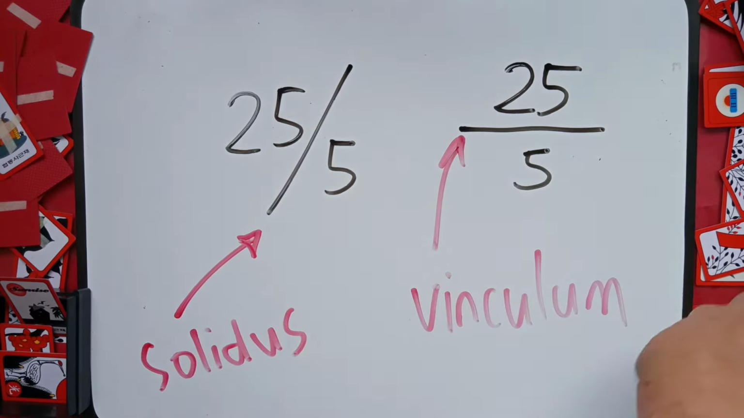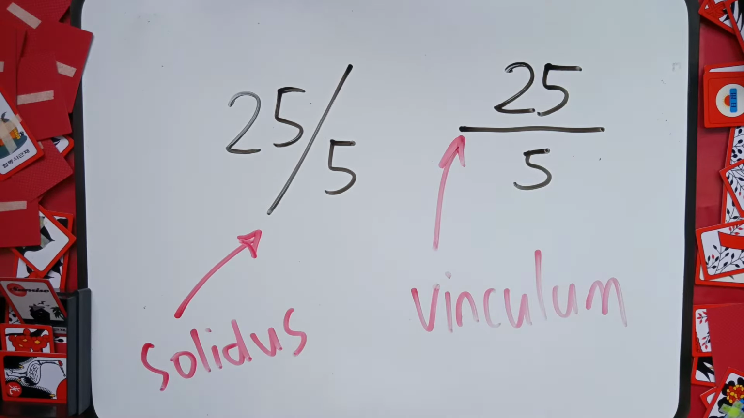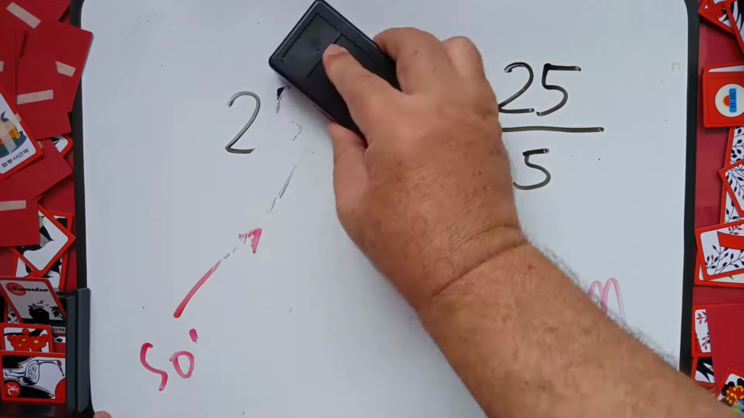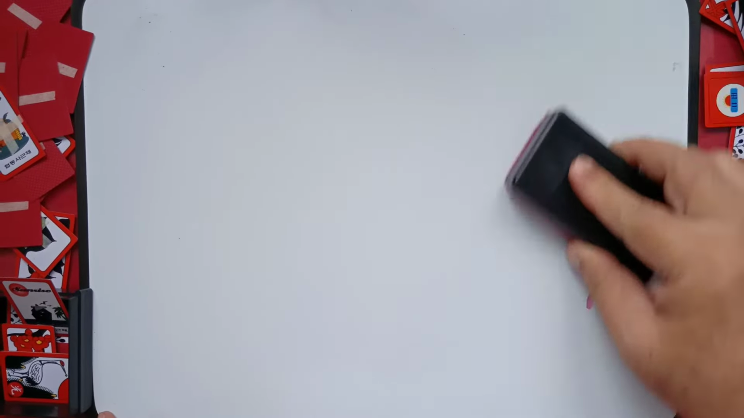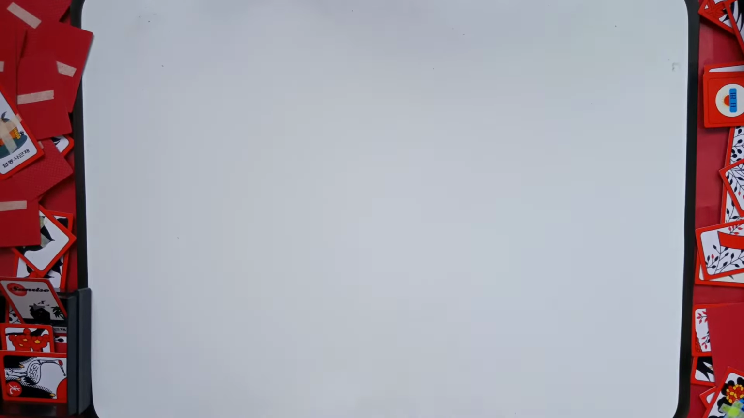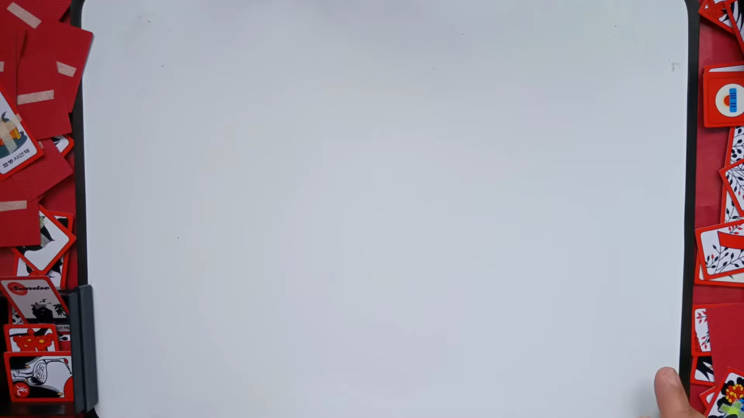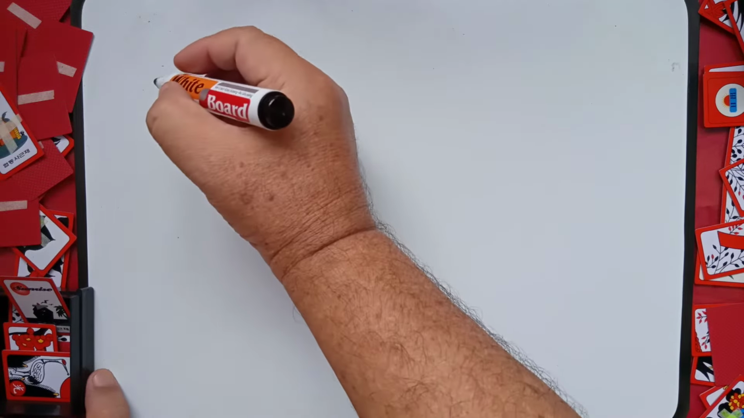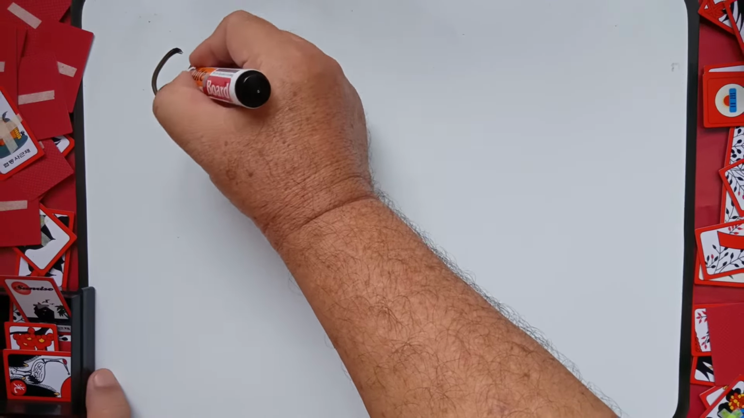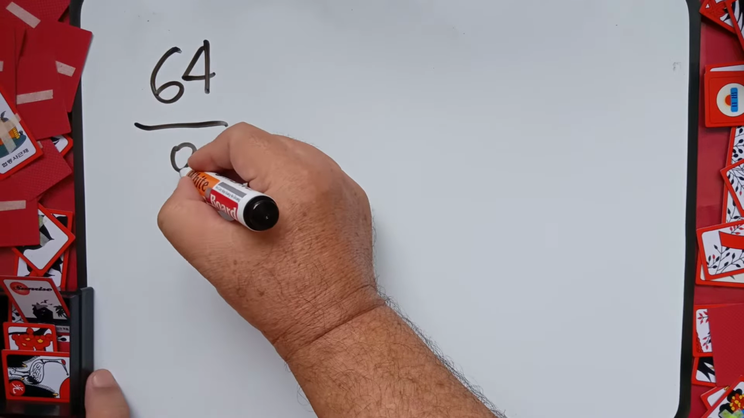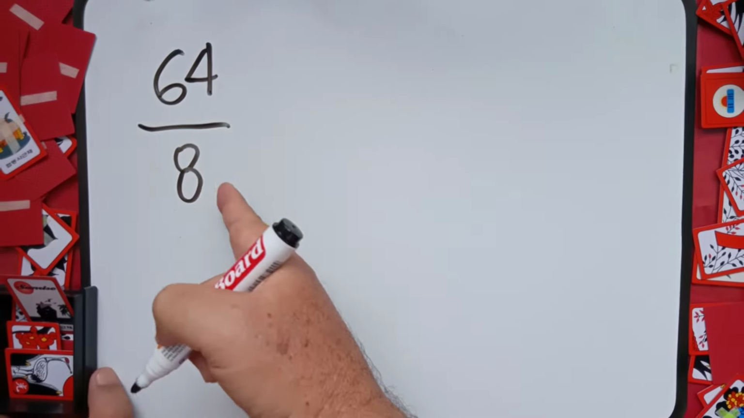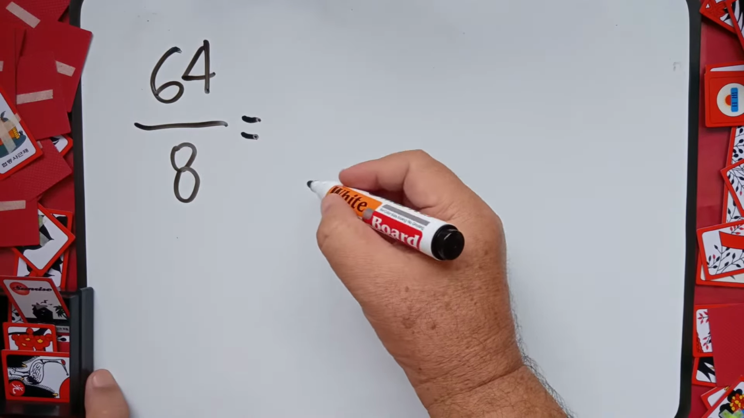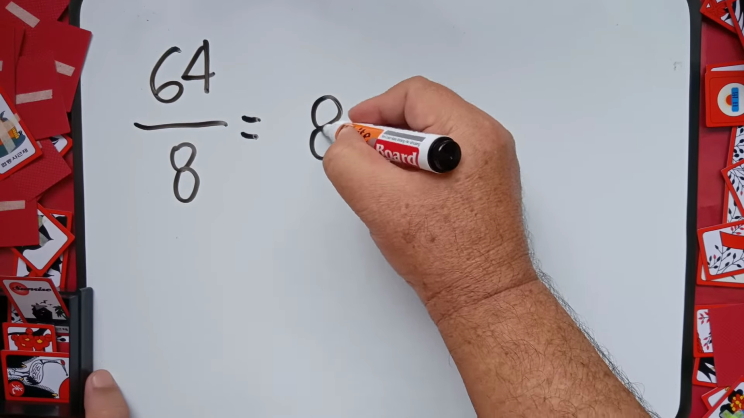Okay, so let's start. What is the rule in dividing integers? Okay, if the integers have the same sign, the quotient is always positive. 64 divided by 8. 64 is positive, 8 is positive. The quotient will always be positive.